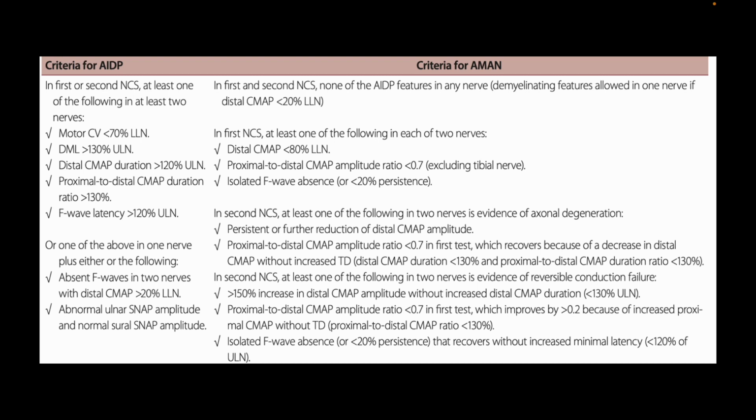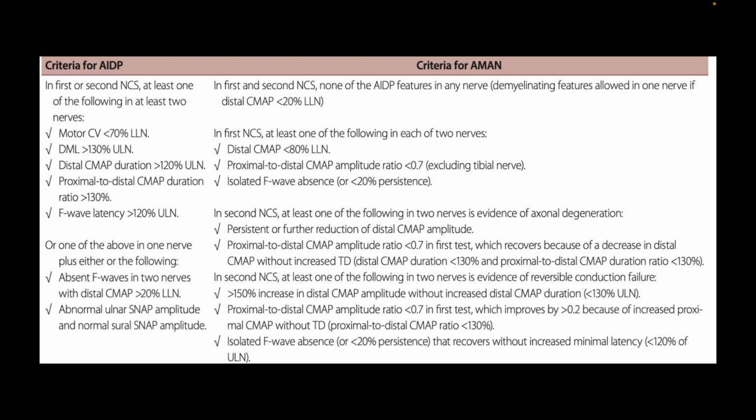The first is the AIDP. So in the AIDP, in the first and the second NCS, at least one of the features of demyelination must be seen. The basic difference, let's first understand, between AIDP and AMAN is that AIDP is mostly demyelination, while AMAN has axonal injury. So to differentiate between the two, we will see how the NCS helps.